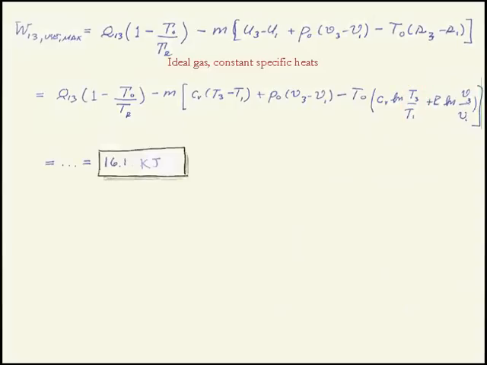And plugging and chugging, I find that the maximum amount of useful work out of the system going from 1 to 3 is 16.1 kilojoules. Okay, I got 5 kilojoules out. It could have been 3 times that amount. So once again, I see that exergy destruction has hurt me.